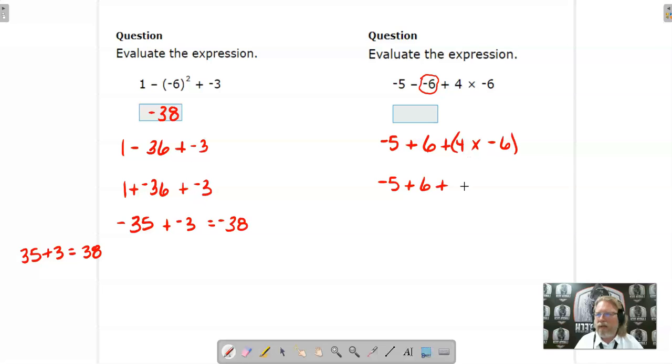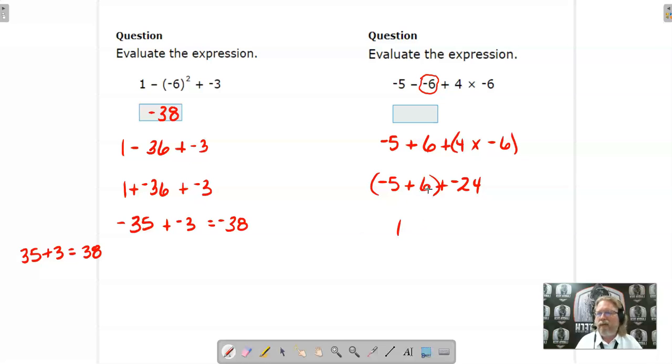Well, 4 times 6 is 24. It is a positive times a negative, so this is negative. Now I can go ahead and do the -5 plus 6. So I'm down at -5 on a number line. I'm adding 6. It's enough to get me past 0, right, up to a +1.